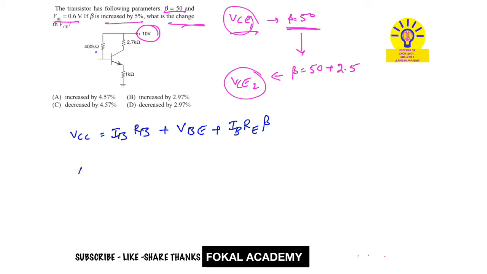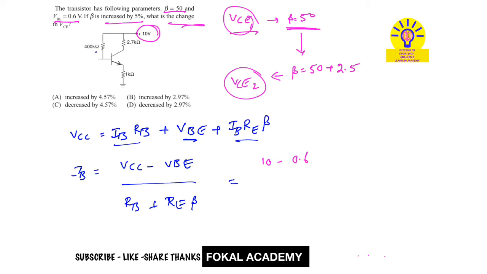So IB is equal to, bringing this term to the left hand side, VCC minus VBE. The remaining terms have IB common, so it is divided by RB plus RE into beta. Now substitute here: VCC is equal to 10 volts and VBE is 0.6 volts as given. So 10 volts minus 0.6 volts divided by RB, that is 400 kilo ohms, plus the emitter resistance of 1 kilo ohm into beta, which is 50.